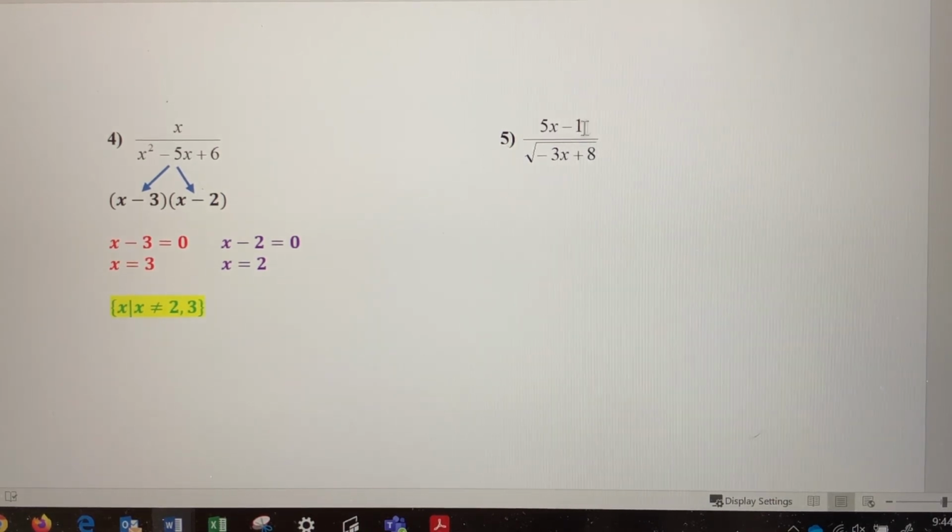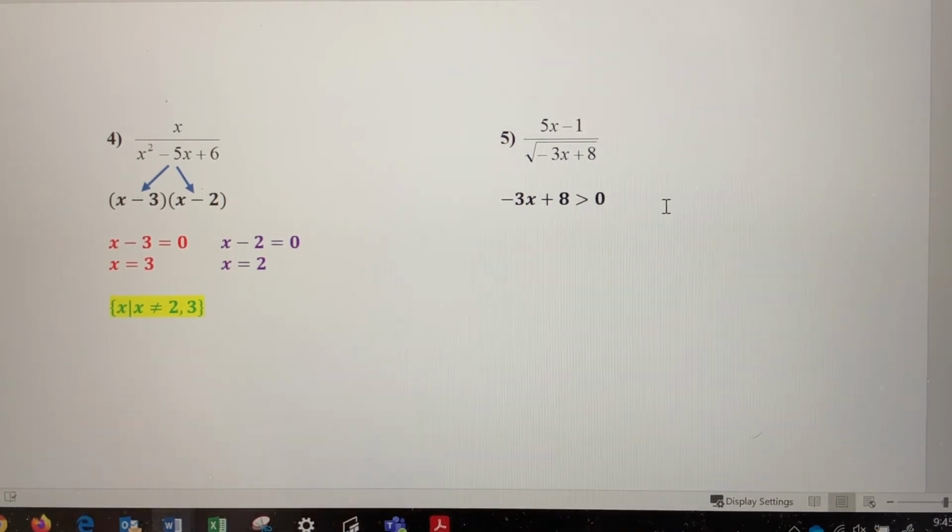In 5, I've got a variable expression in my numerator, so I don't care about this at all. Any value will work here. In the denominator, I have a radical expression, okay? So the expression underneath the radical, negative 3x plus 8, can't be 0 because it's in the denominator, and it can't be negative because it's underneath the radical. So we're going to use this inequality. Negative 3x plus 8 has to be greater than or equal to 0.